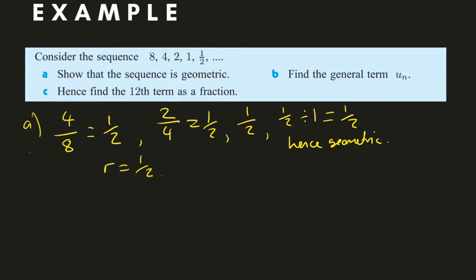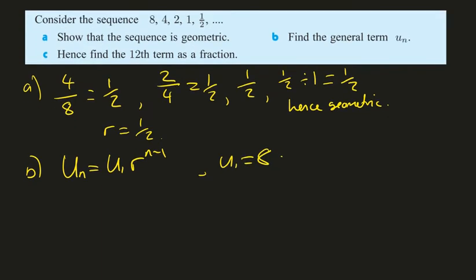So in part B, we are asked to find the general term. Well, we know that u_n equals u_1 r to the n minus 1. That's the formula derived earlier. So we know that r is a half as stated. We also know that u_1 is 8. That's the first number in the list. So let's put those numbers in and we will get that general term. So u_n is equal to 8 multiplied by a half to the n minus 1. That's it. That's the general term.